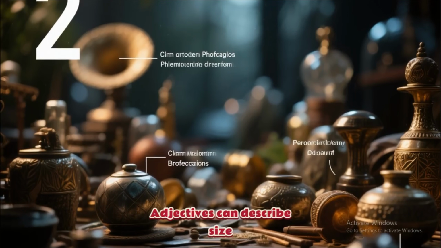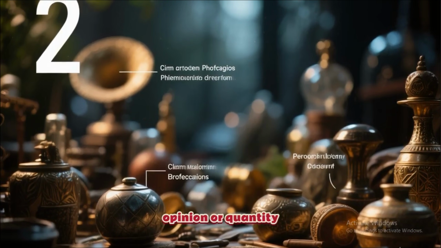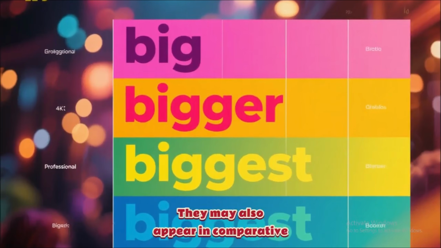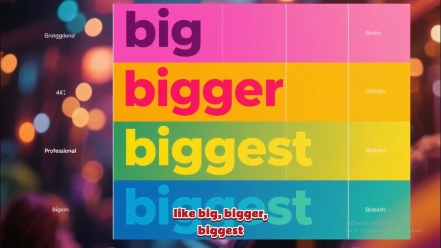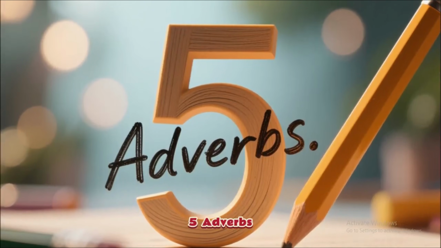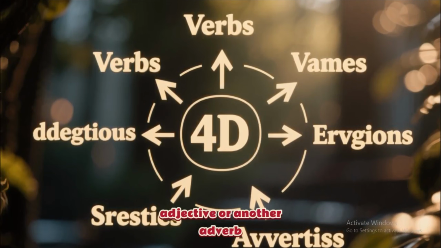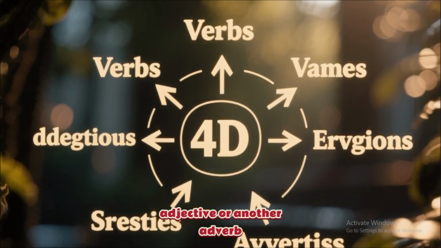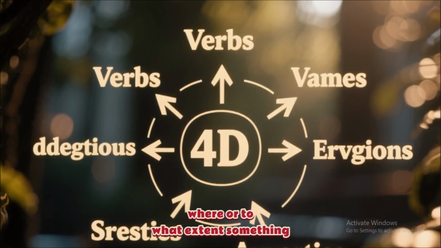Adjectives can describe size, shape, age, color, origin, material, opinion, or quantity. They may also appear in comparative and superlative forms, like big, bigger, biggest. 5. Adverbs. Definition. An adverb modifies a verb, adjective, or another adverb. It often tells how, when, where, or to what extent something happens.